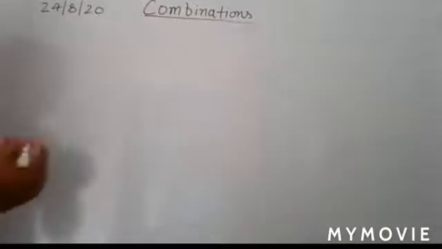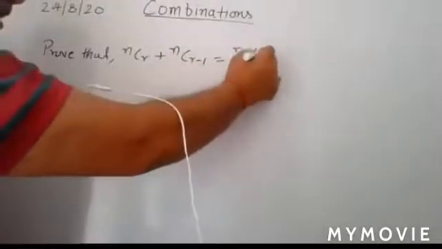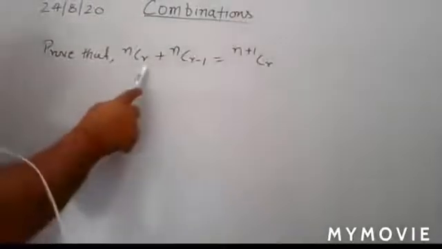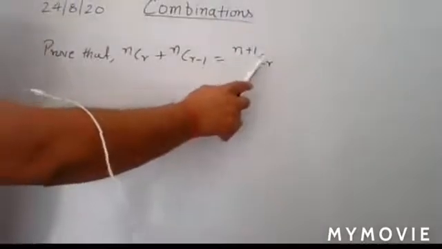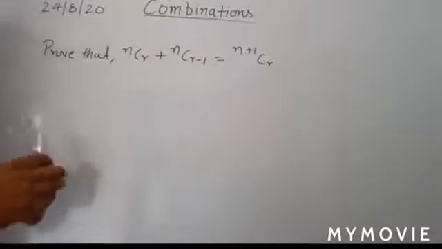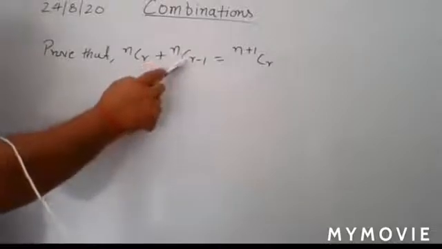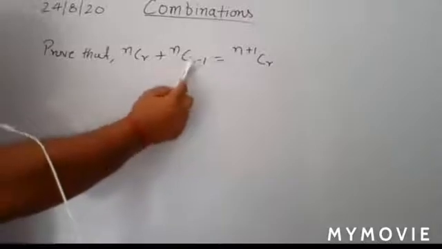Now prove that nCr plus nC(r minus 1) is equal to (n plus 1)Cr. You have to prove this result. What is the meaning and importance of this result? Here you have nCr plus nC, and you see that the value of r is just 1 less than that, so nC(r minus 1).